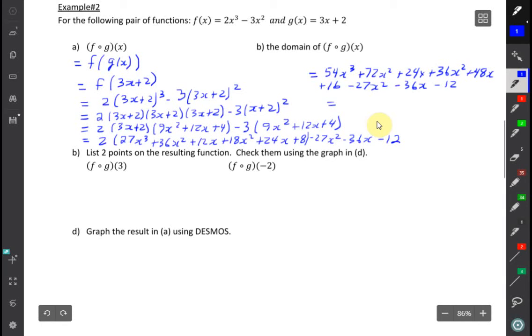Finally, simplifying any like terms, we have 54x cubed. Looking at the x squareds, we have 72 plus 36, that's 108, minus 27, that's 81x squared. Looking at the x's, we have 24x plus 48x, which is 72x, minus 36x, which leaves us with 36x. And finally, the numbers: 16 minus 12 leaves us with plus 4.